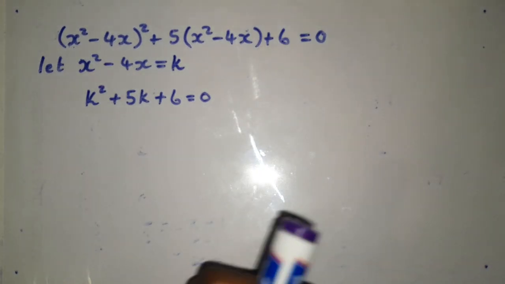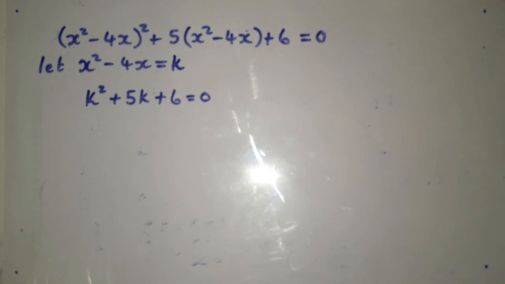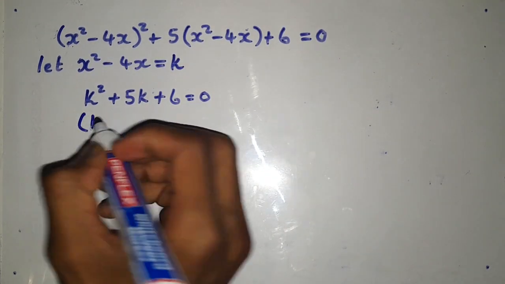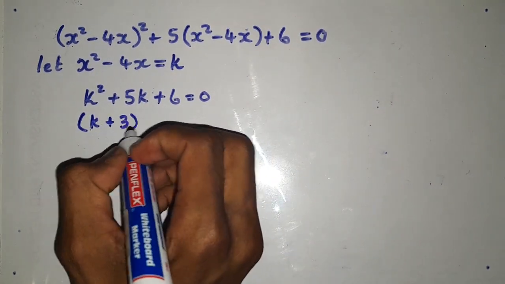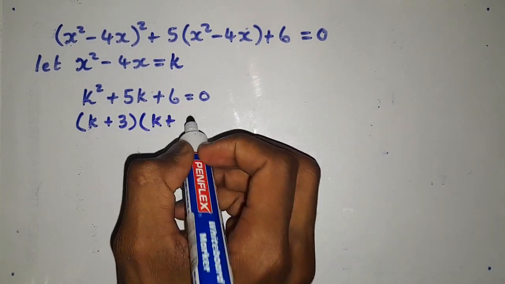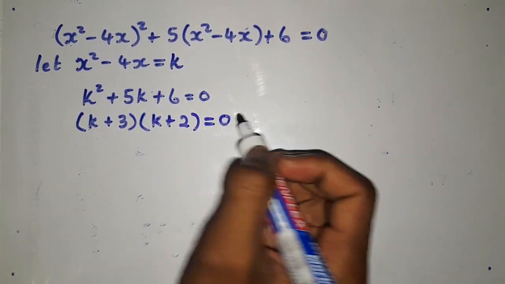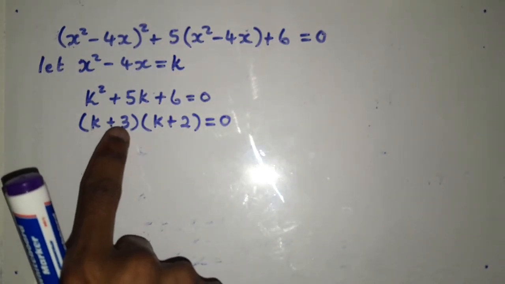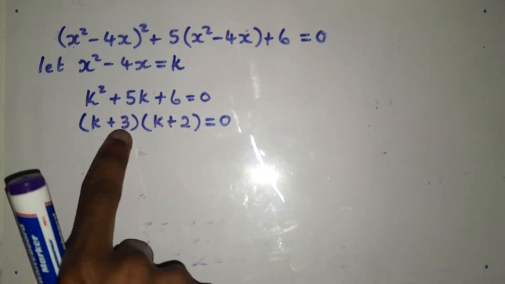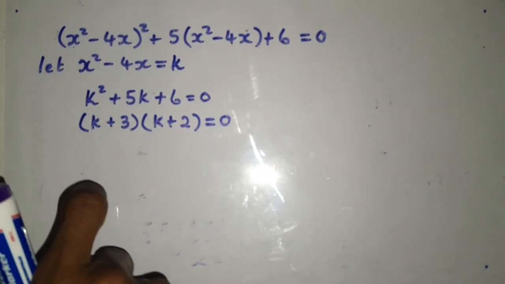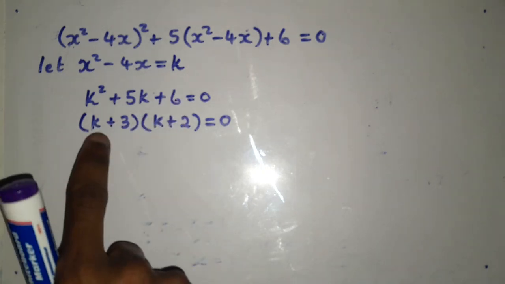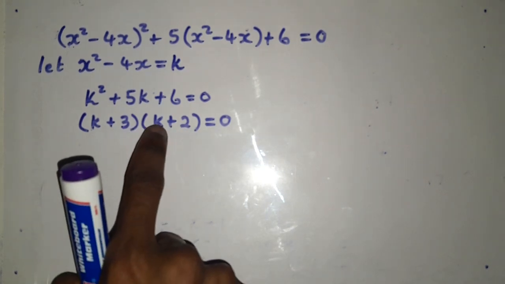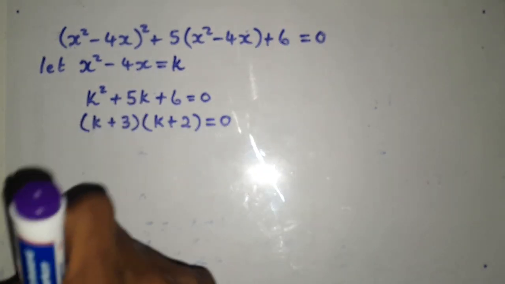You see, you have various options for you to figure out the value of k in this situation. But now I'm going to factorize. I'm going to have k plus 3 together with k plus 2 equals 0, because if you multiply this 2, we still get 6. Same applies if you multiply k with 2 together with 3 with k. When we add them, we are going to get the middle term, which is 5.